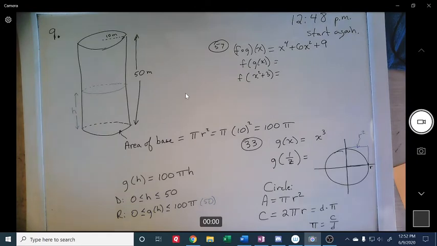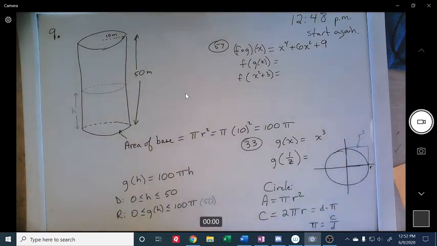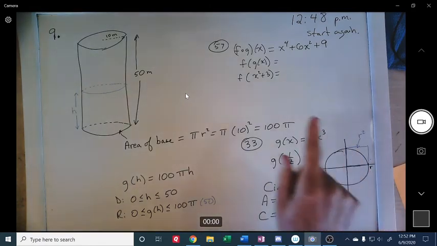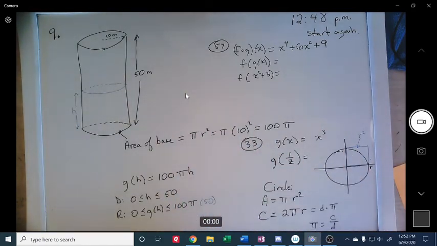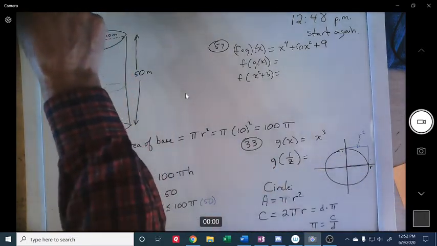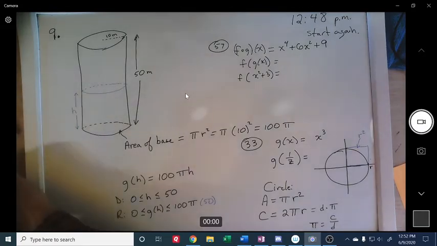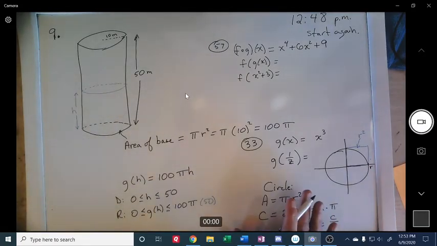Now, if you take 4 of those r squareds, you'll get too much area. But if you take a little bit smaller than 4 of them, 3.14 of those r squareds, you'll get the area of the entire circle. All right, so some basics reviewed.